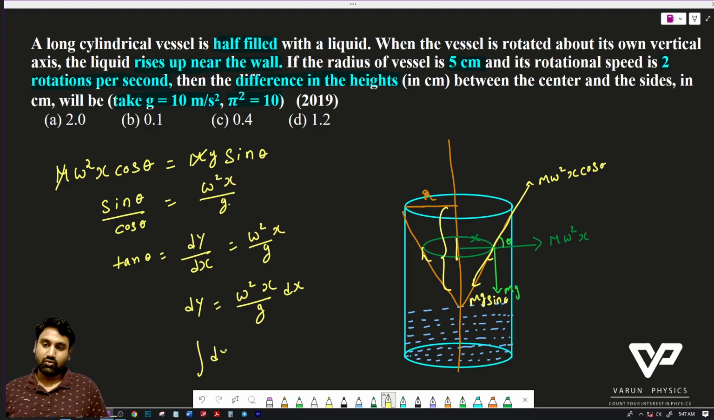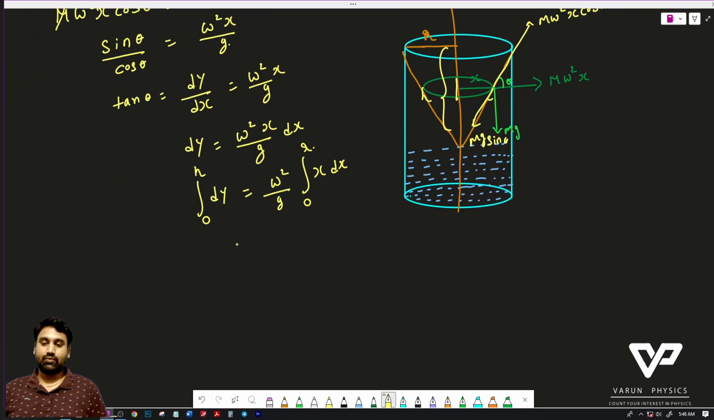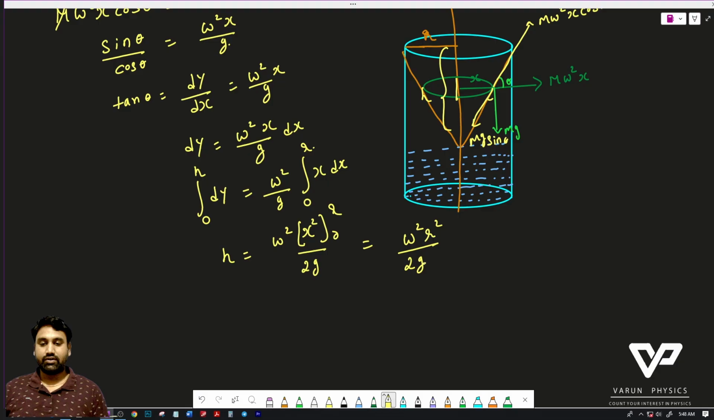Therefore, integrating on both sides, we get integral of dy, and omega square by g is constant, integral of x dx. This is going from 0 to h, and this will go from 0 to r. So that is the maximum height that it can go. Therefore, on simplifying, h is equal to omega square times x square from 0 to r divided by 2g. This implies h is omega square r square divided by 2g. So we got the formula here.